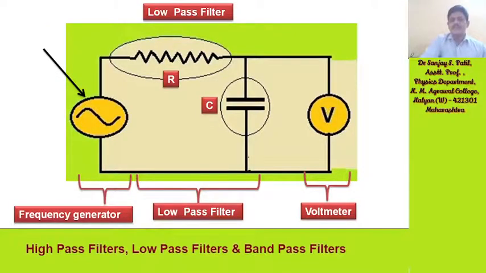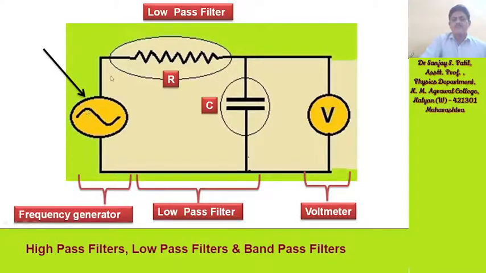So you can see a resistor is connected here and a capacitor is connected here. So the resistor is connected in parallel to the capacitor. This section is the low pass filter section. As usual, we are providing frequency with the help of a frequency generator. So this section is the frequency generator section.